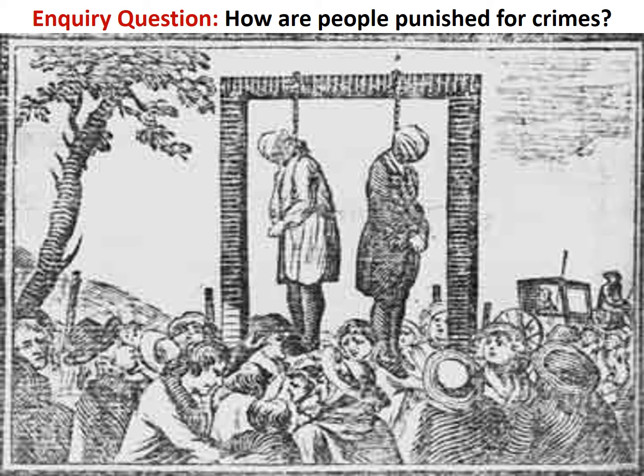Hello S2 and welcome to your third lesson in S2 Modern Studies on crime. Today's lesson we're going to look at how are people punished for crimes. So you could take this heading in your jotter, which is how are people punished for crimes.